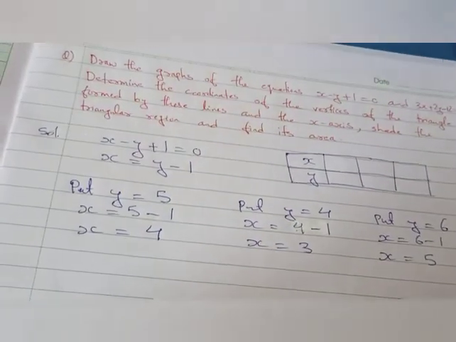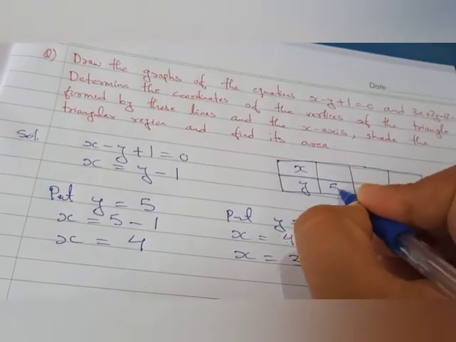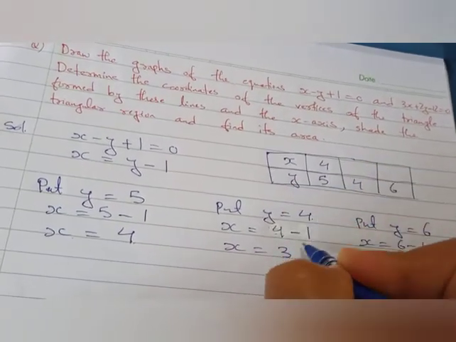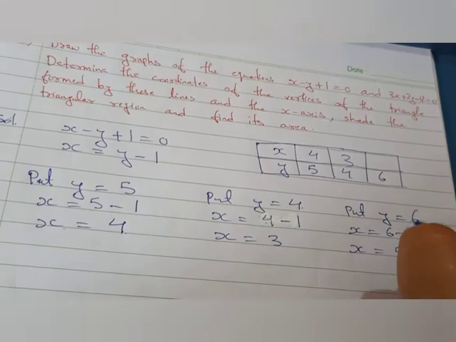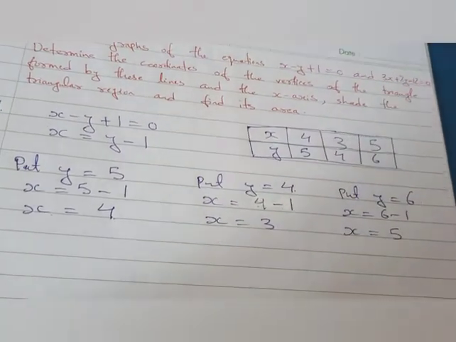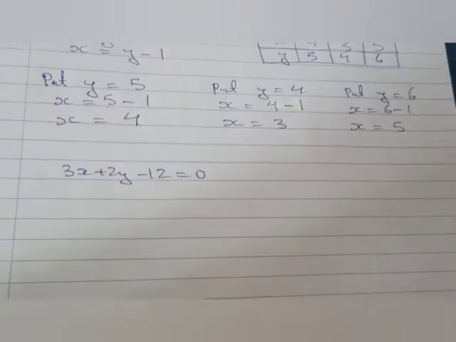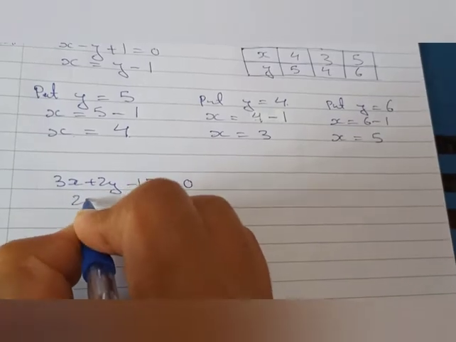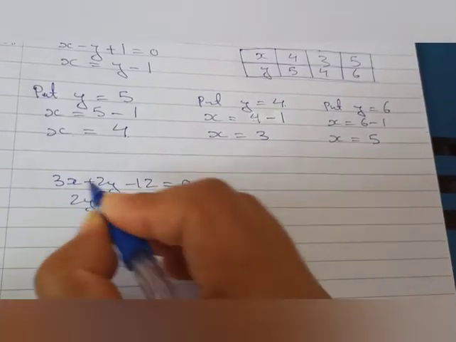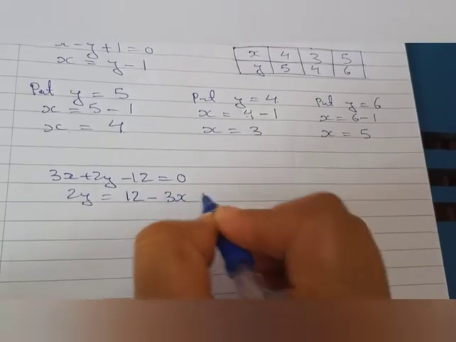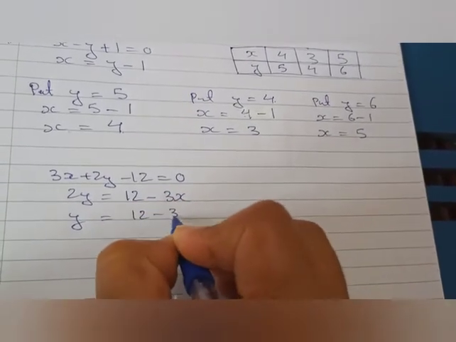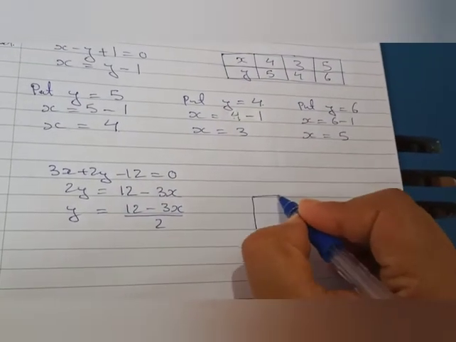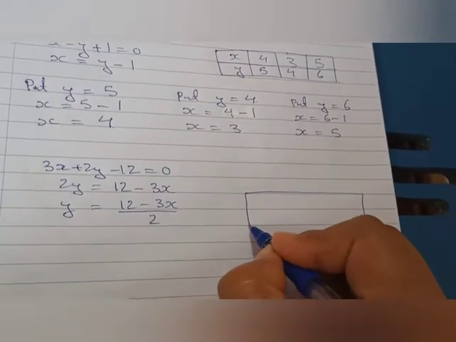So we used y as 5, 4 and 6. When y was 5, we got x as 4. When y was 4, we got x as 3. And when y was 6, we got x as 5. Now let's evaluate the second equation. 3x plus 2y minus 12 equals to 0. So let's first simplify the equation. Let's shift minus 12 to the other side. We'll get plus 12, and 3x to the other side as minus 3x. y equals to 12 minus 3x by 2. So now let's make a box in order to note down the graphical solutions for this equation.